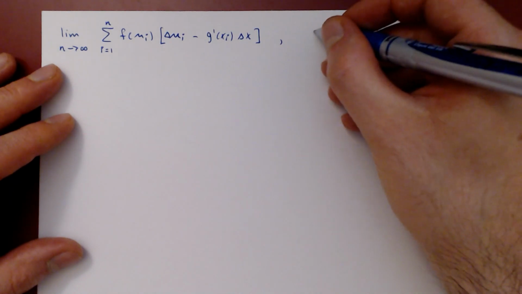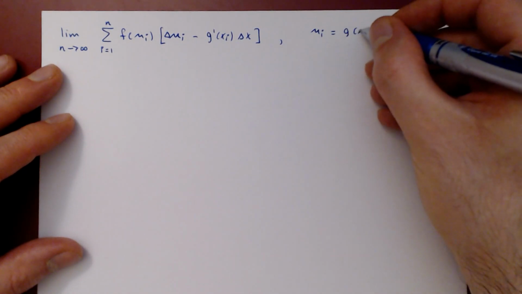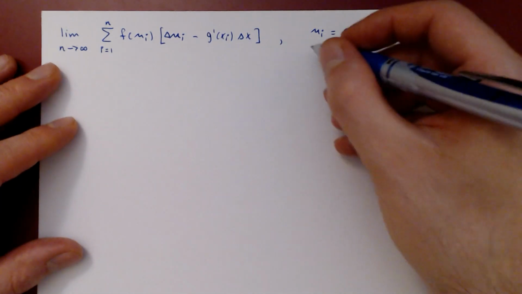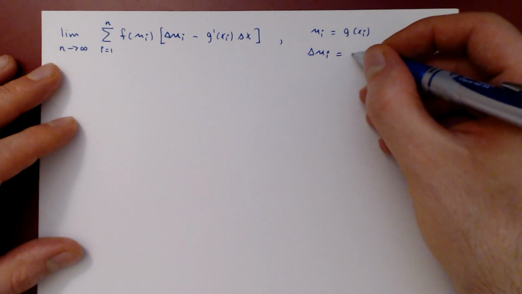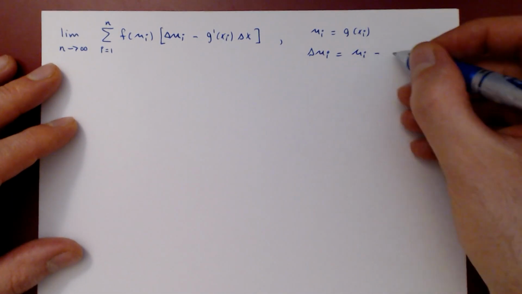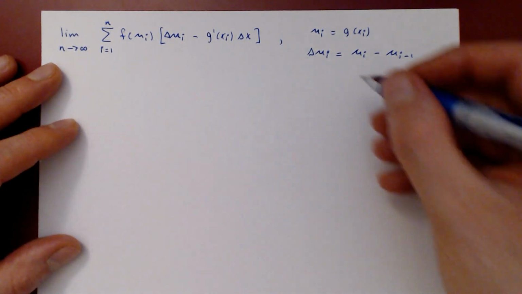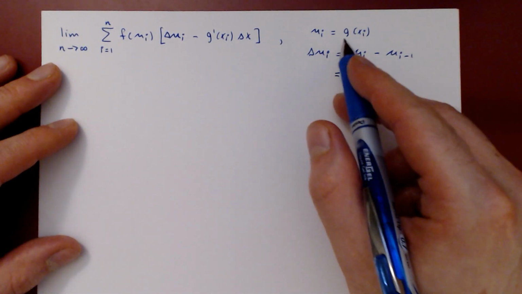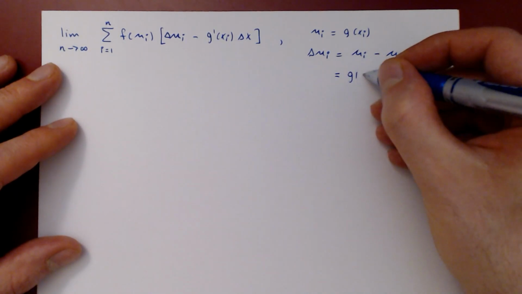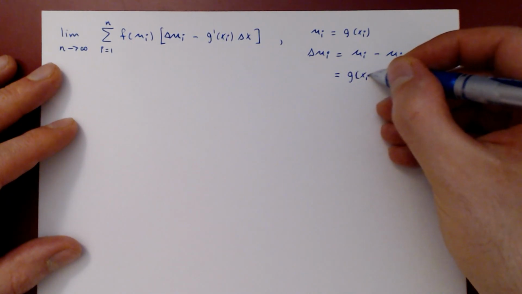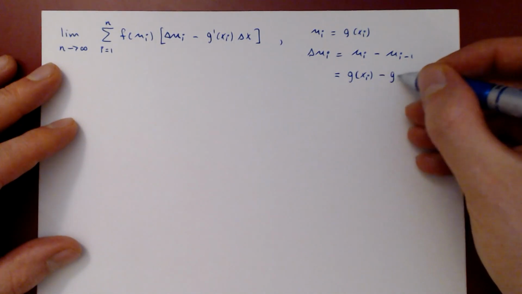So recall that ui was a shorthand for g of xi, and that delta ui was of course ui, the right-hand point, minus ui minus 1, the left-hand point of the ith interval, which of course if we write back in terms of g, ui is g of xi, and ui minus 1 is g of xi minus 1.